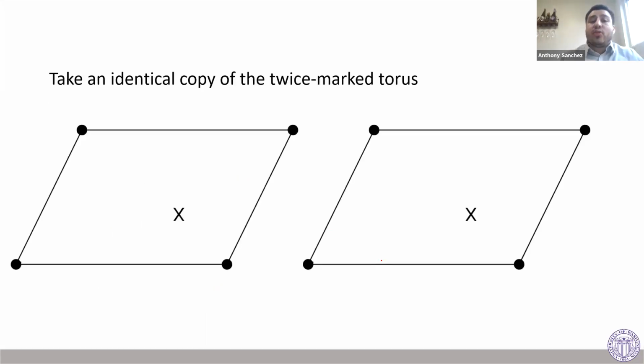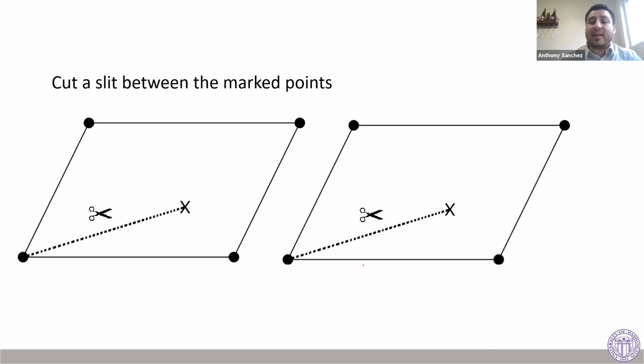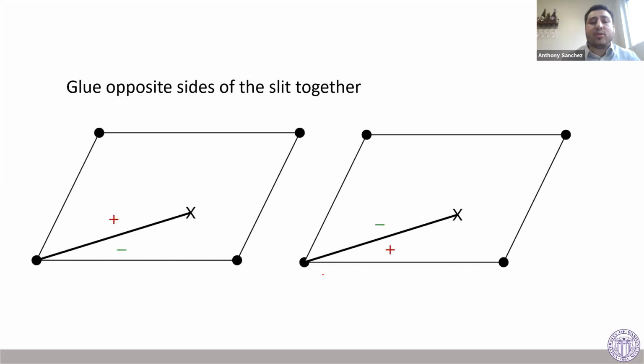Okay. And so go ahead and take 2 copies of this twice marked torus, right? It's a torus with 2 marked points. And go ahead, carefully cut a slit open between the two marked points as indicated here. And so now this opens up the originally independent tori. And so I want to close them up. And the way I want to close them up is by gluing the top of the left torus to the bottom of the right torus. So if I'm running around on the left torus, after I hit this slit, I pop out of the other torus.